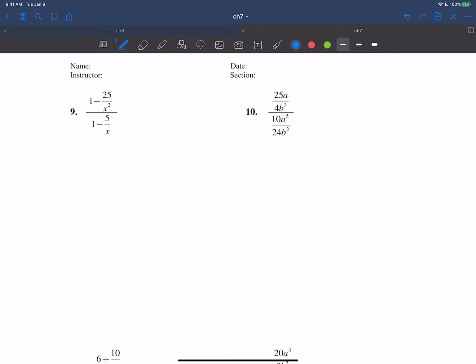Number 9. First, highlight all the denominators. We have x squared, we have x. Therefore, our LCD is simply the factor that you see in the denominator, which is x, raised to the highest power, which is 2. That means we're going to multiply both the top and the bottom by x squared.